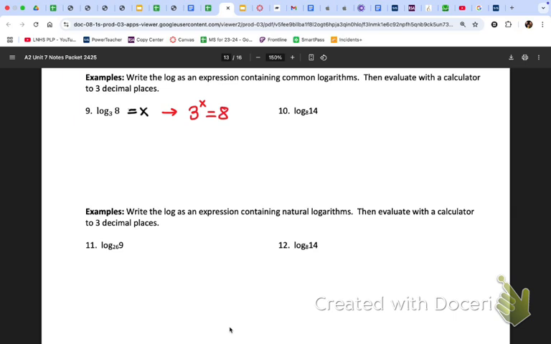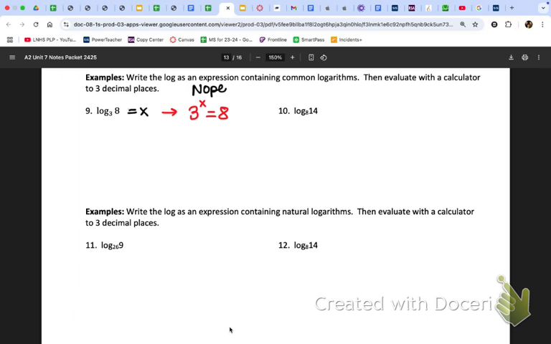Can you do that? 3 to some power is 8? No. I mean, you can technically. It's a decimal, and so it's not going to be very nice. It's not one you can do in your head. You can't even do it with a perfect chart. This is where your calculator comes in handy.